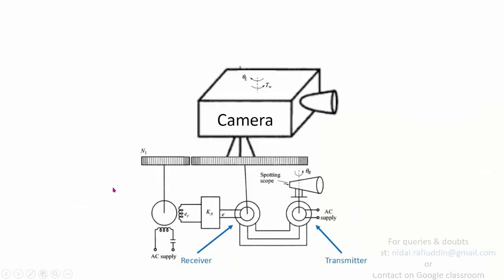Shown over here is an example of how this can be employed for rotating a camera. I think I'm out of time. I'll be discussing this example tomorrow.